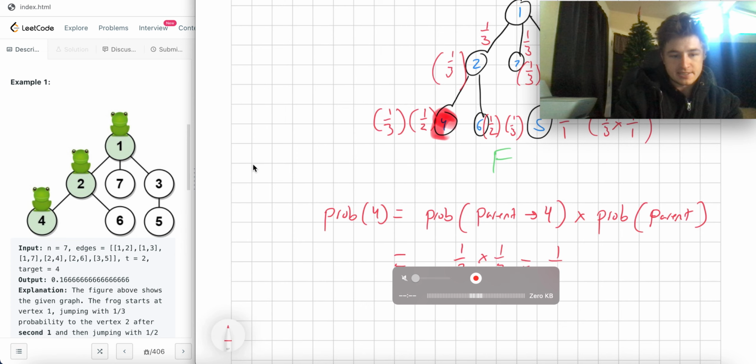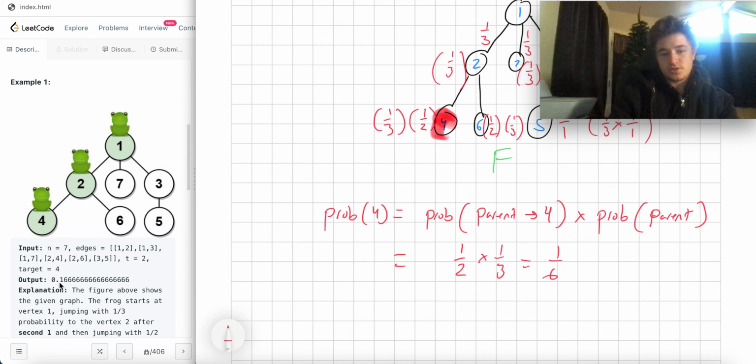Equals 1/6, and that's the answer, right? 1/6, 1 divided by 6, 0.011666. So to solve this problem, we need to consider these facts. First, if you get stuck at a sink, right?